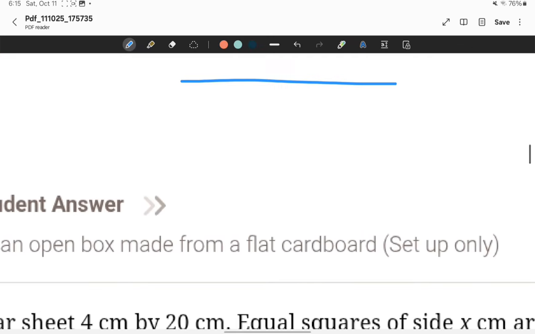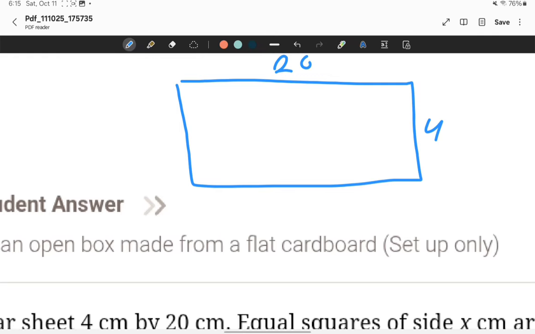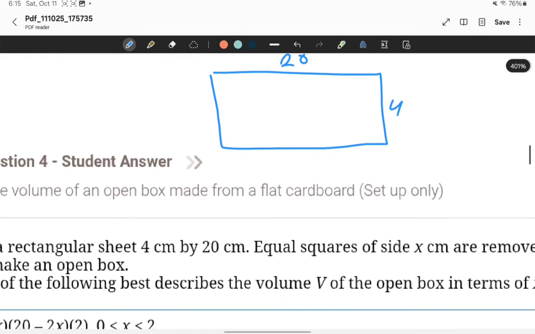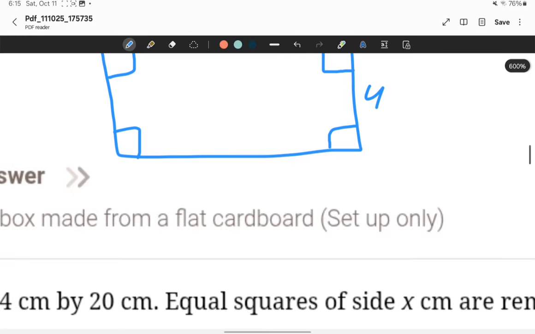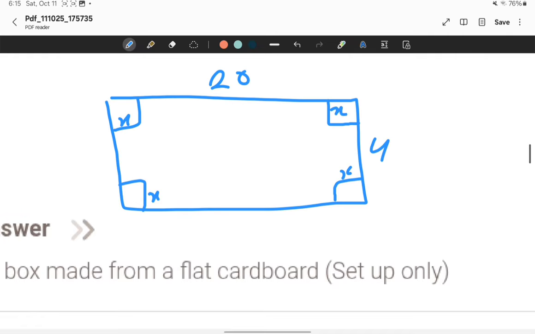We have a paper, right? It's 4 and this is 20. Now they're saying we cut out from each corner squares of side x. So that means each of these is x, yeah? Height, width, whatever. These are all x, yeah?